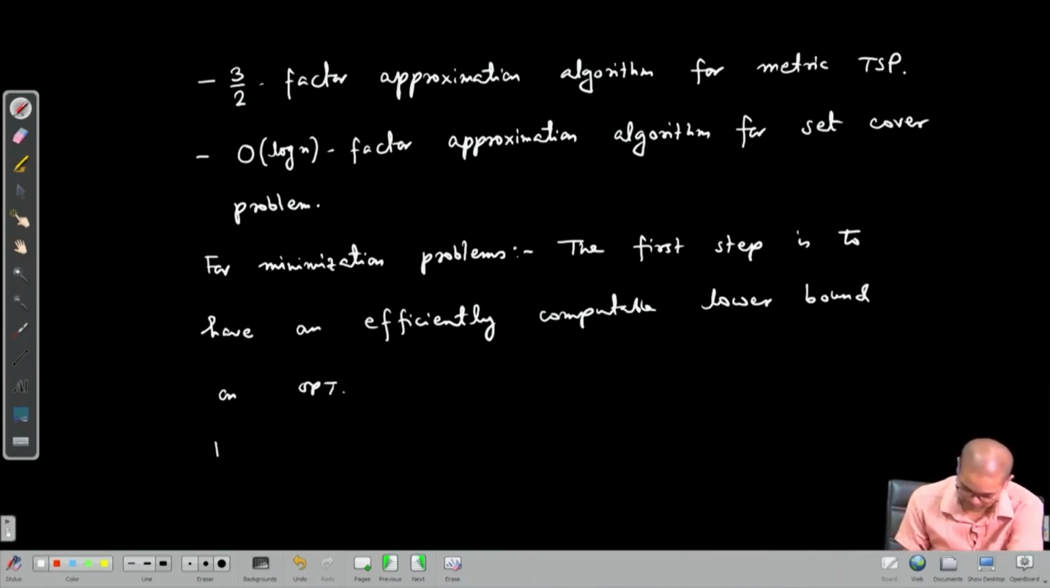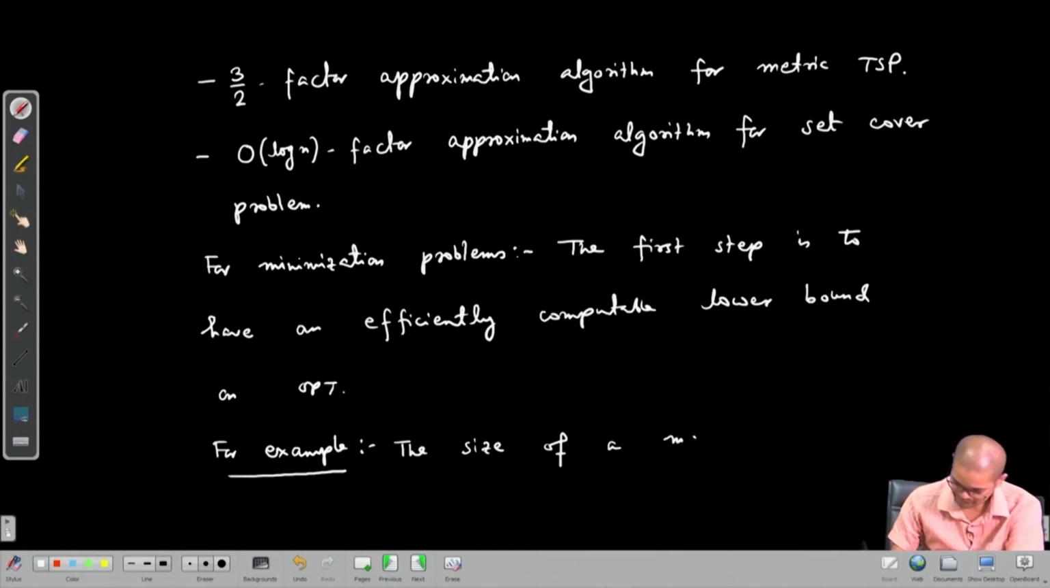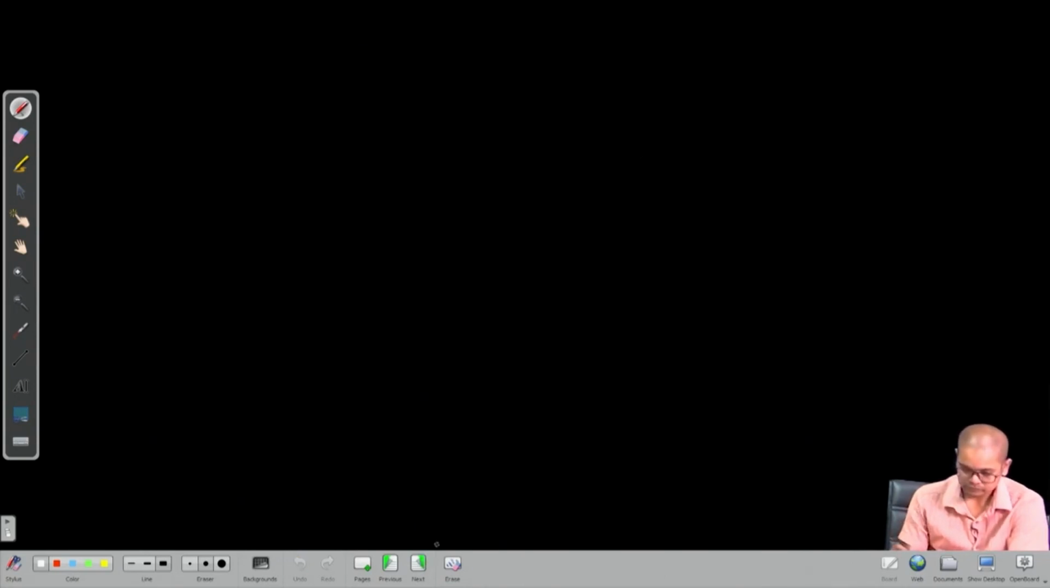For example, the lower bound that we have used for vertex cover is matching. So the size of a maximal matching is a lower bound on vertex cover.